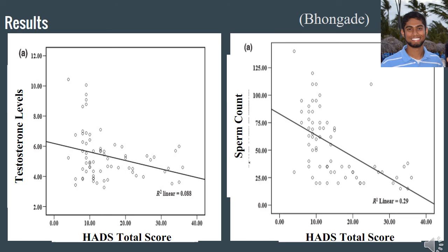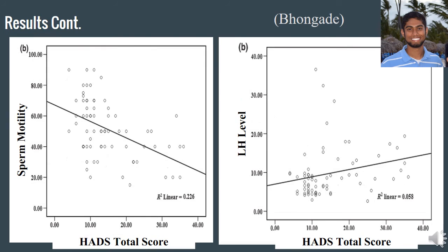As shown in the figures, serum total testosterone levels and sperm count had a significant negative correlation with the increasing HADS total score, showing that an increase in psychological stress correlated with a decrease in these areas. In addition, sperm motility had a significant negative correlation, while instances of morphological deformities had a significant positive correlation. On the other hand, FSH and LH had a significant positive linear correlation to an increasing HADS score. This is a result of the lower testosterone levels being related to these other hormones on a negative feedback loop.